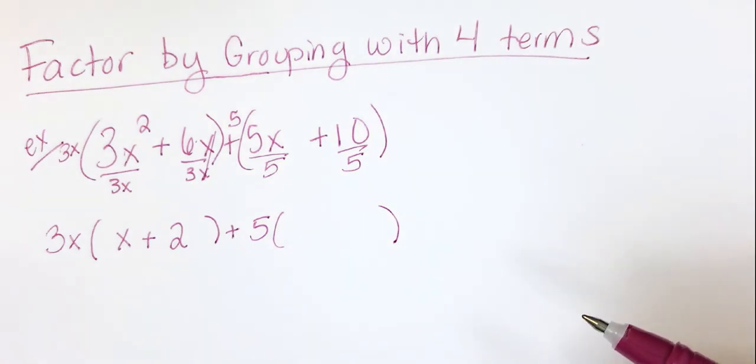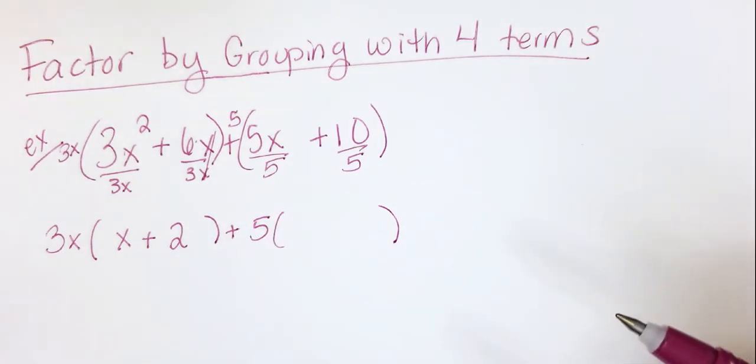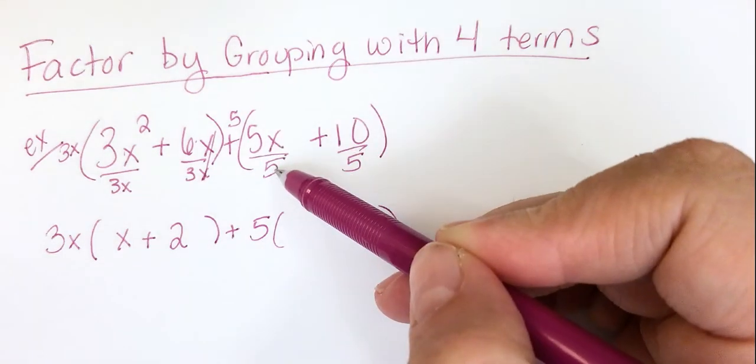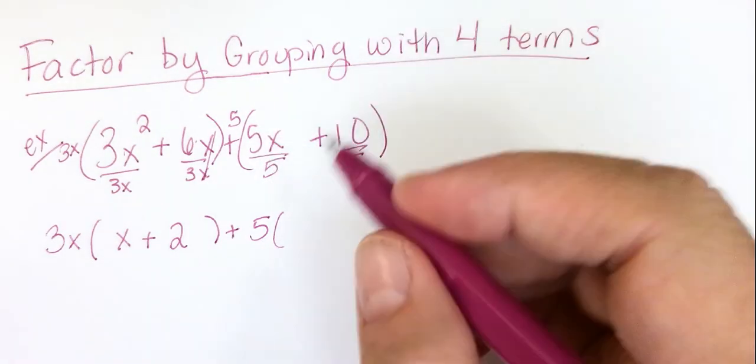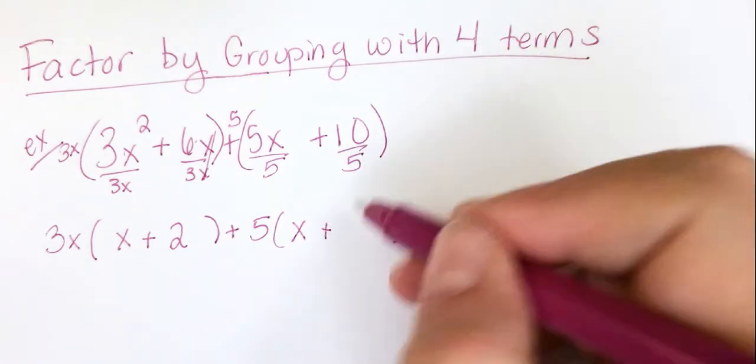Now I want to make a quick note that x is not part of the GCF on this one. GCF is what's in common, and x is not in both of these terms. So you cannot include it as part of your GCF. So let's look at our remaining factor. 5x divided by 5. The 5's are going to cancel. I'll just have x, and 10 divided by 5 is 2.